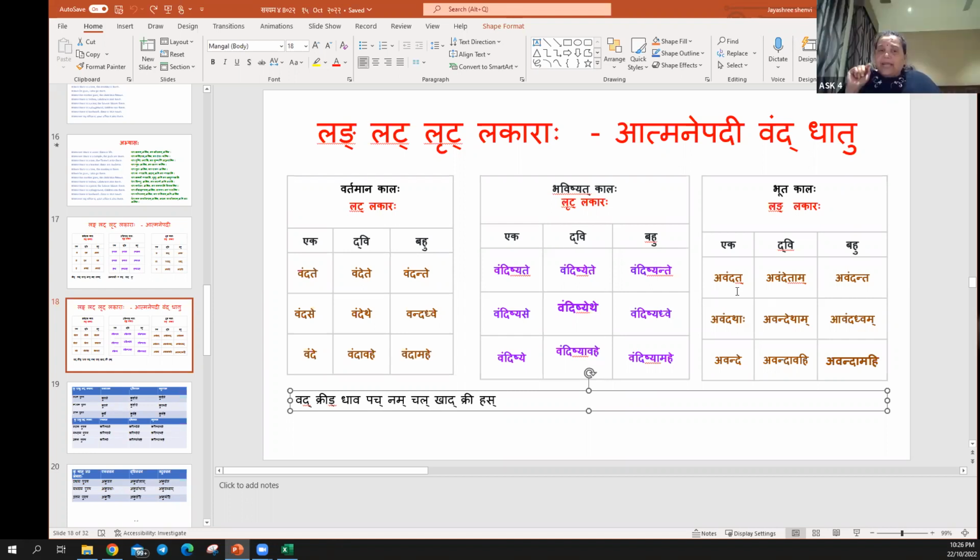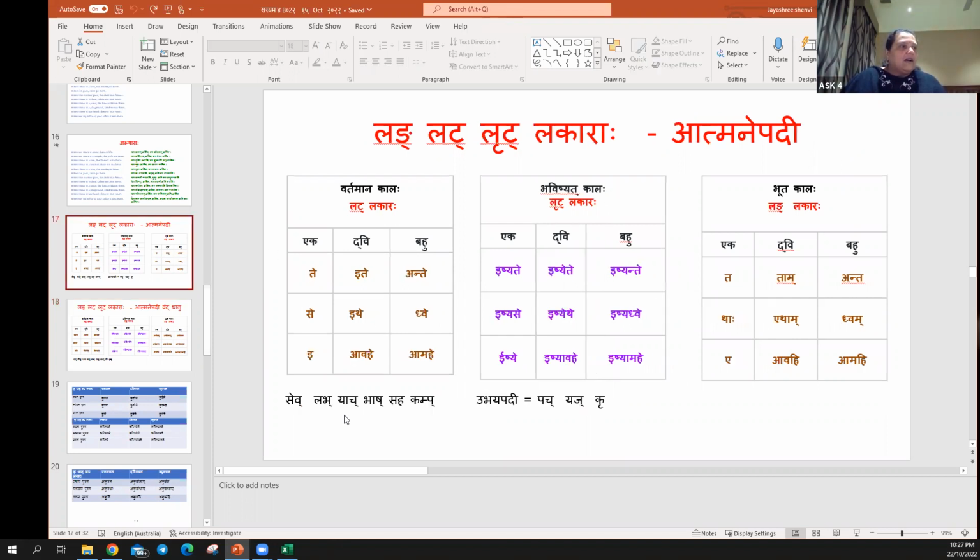Alabhethaam, alabhadhvam, alabhe, alabhavahi, alabhamahi. I think it's better to look at the dhatu and write down all these three lakaras, then you will get it. Instead of just saying it, if you write it down, you will know exactly where to put a and where not to put a.